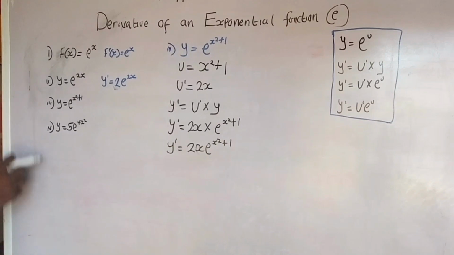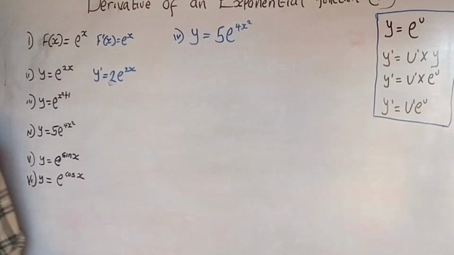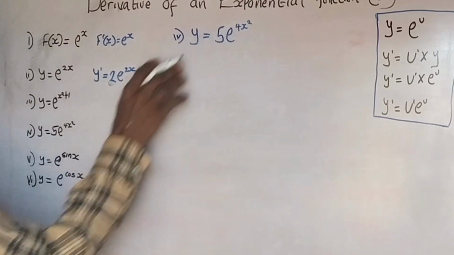Now let us proceed to the next question, which is the fourth question. y is equal to 5e raised to the power of 4x squared. What's the answer? You can drop your answer inside the comment box. I'm going to assess it. So now let's try this.